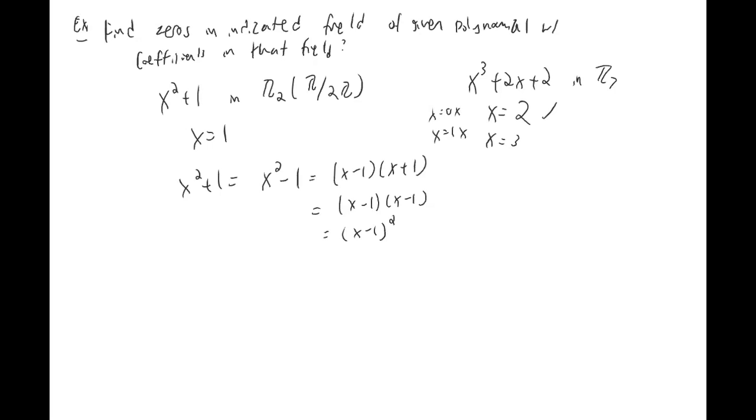3 cubed is 27. 27 is, mod 7, 27 is 6, right? 6 plus 6 plus 2, 14. Yeah, so x equals 3 works.